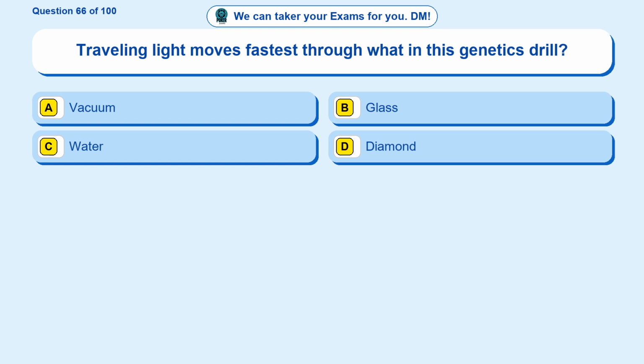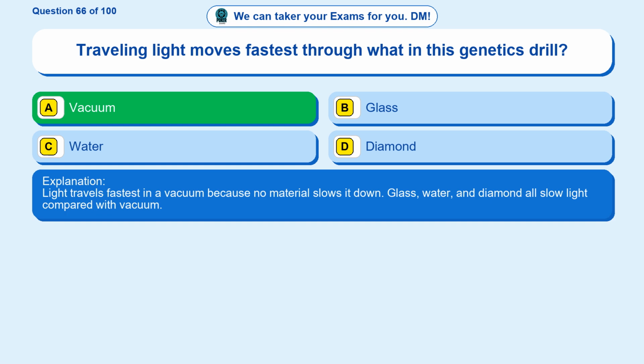Question 66. Traveling light moves fastest through what in this genetics drill? Option A, vacuum. Option B, glass. Option C, water. Option D, diamond. The correct answer is option A. Vacuum. Light travels fastest in a vacuum because no material slows it down. Glass, water, and diamond all slow light compared with vacuum.